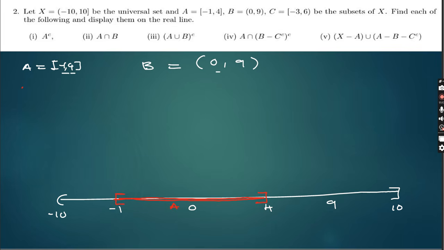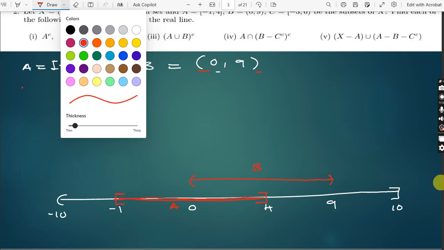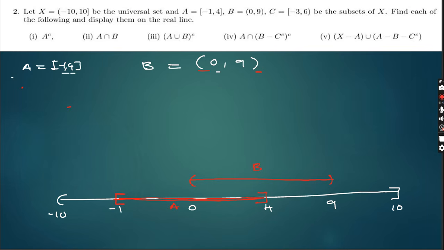Set B is running from 0 up to 9, and both are not included. We are following the brackets here. Okay, this is our set B. So we are going to look at the intersection, which involves where the two lines are meeting. As you can see, the two lines are meeting at 0, and also at 4 there.